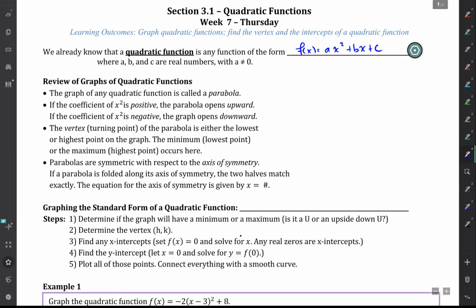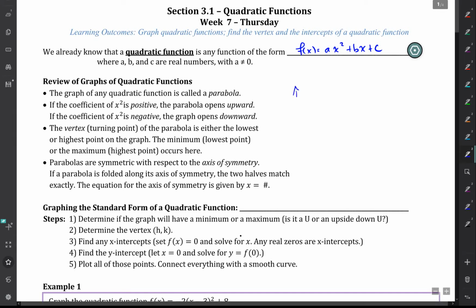And we already know how to find when this function equals 0. But now we're going to review some of the properties of graphs. So the first thing is the graph of any quadratic function is always a parabola, which means that it's got a U shape. And depending on what the coefficient a is, it's either going to be a U shape that's cupping up, or it's going to be a U shape that's cupping down.